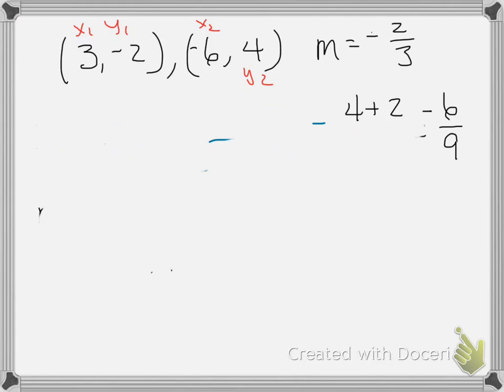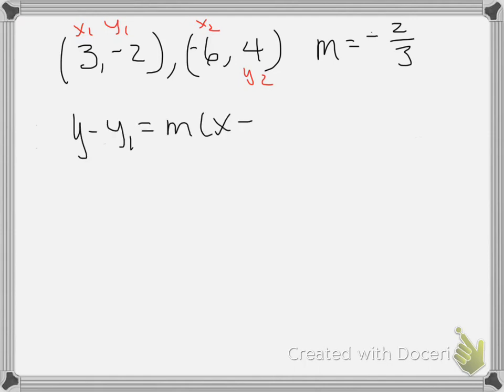Many of y'all are doing the slope wrong. If you can get the slope right, then you will do well. Alright, so now we're going to use the point slope form. y minus y1 equals m times x minus x1. Alright, so I pick a point. It doesn't matter which one I pick. I don't have to do both. I only have to do one. And so I'm going to pick 3, negative 2. So I'll use that one.